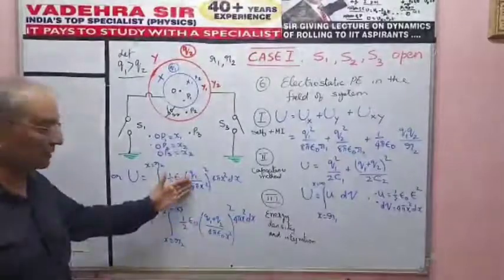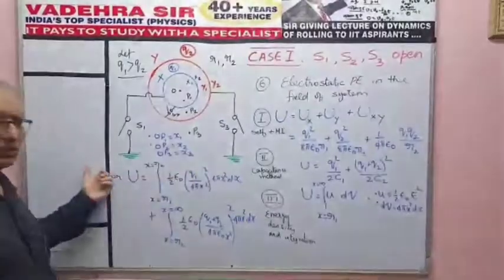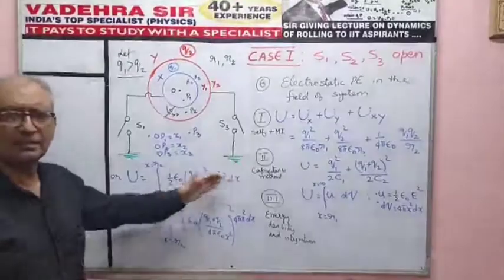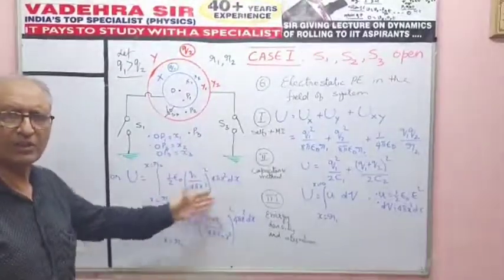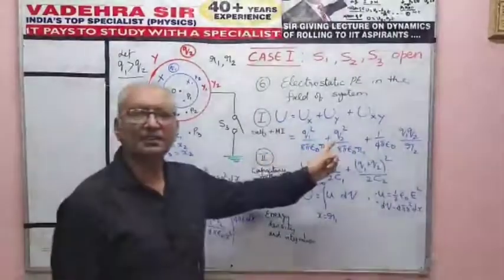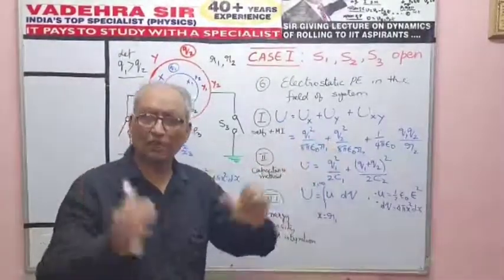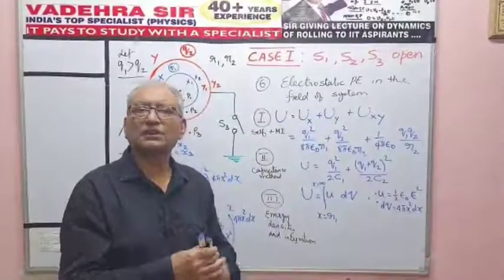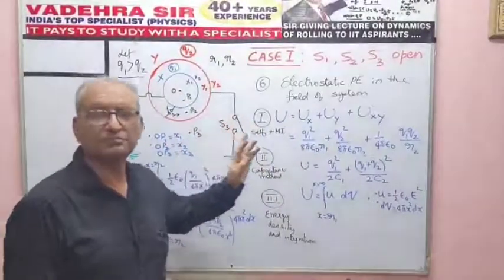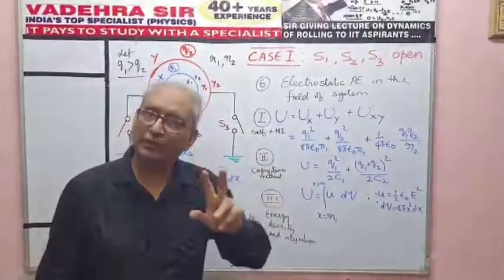Now this is a very simple integration. Take out the constants. It's a simple integration of 1 upon x square dx, put the limits, do that as an exercise and you will get the answer. So now you know everything about the physics of the two concentric spheres when both are floating plates.